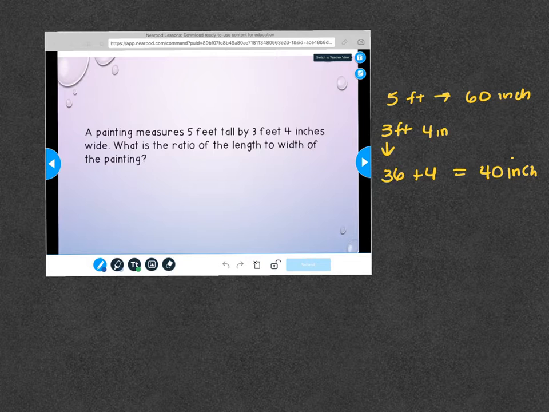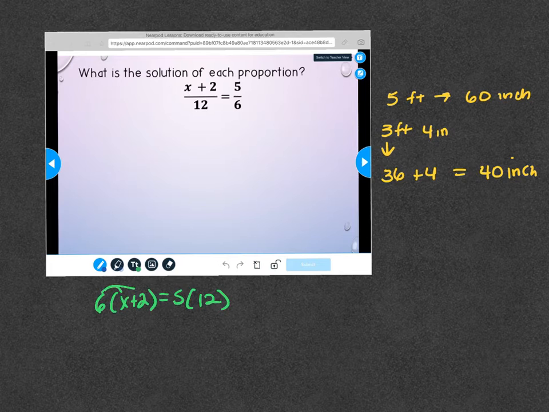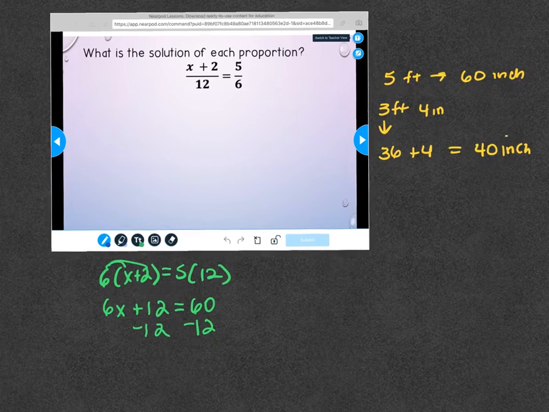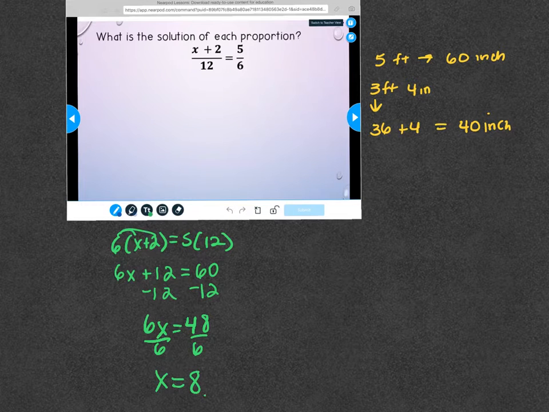Okay, all right. So we said when we have two ratios equal to each other, we're going to cross multiply. I'm going to do 6 times x plus 2 equals 5 times 12. I distribute this to both, which is the mistake some of you made, not going to both. 6x plus 12 would equal 60. Subtract the 12. 6x would equal 48. Divide both sides by 6. And x is 8.